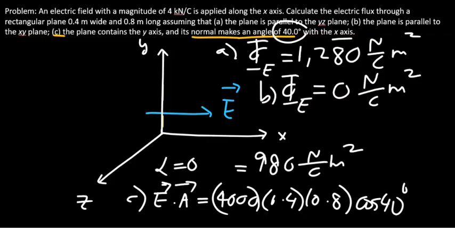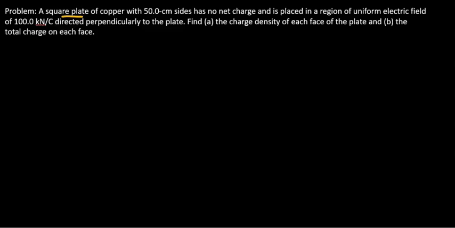That solves the problem. Problem 2. A square plate of copper with 50 cm sides has no net charge and is placed in a region of uniform electric field of 100 kilonewtons per coulomb directed perpendicularly to the plate. Find the charge density of each face of the plate and the total charge on each face.